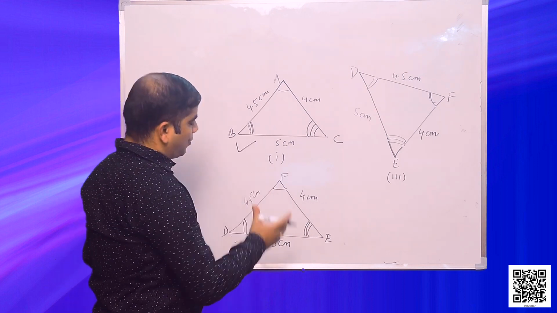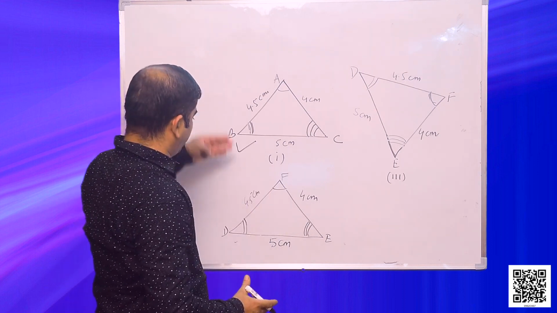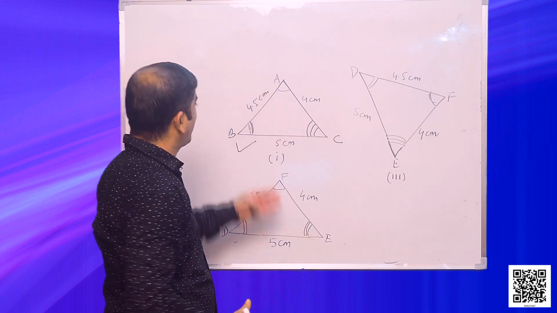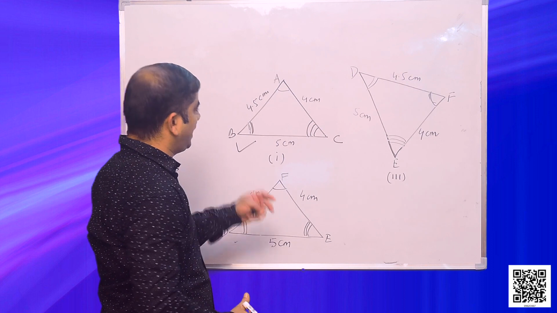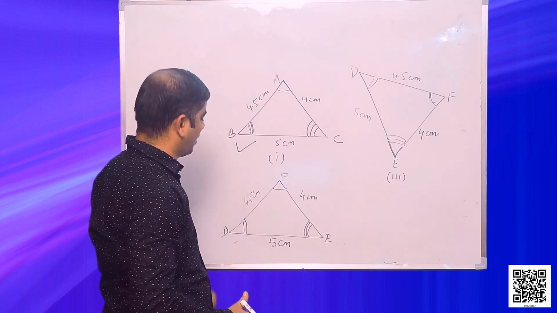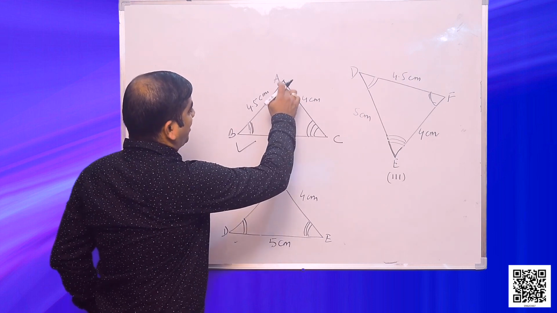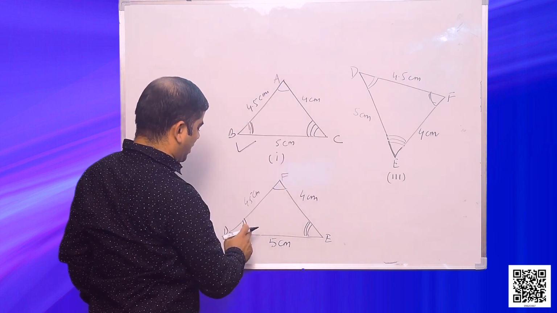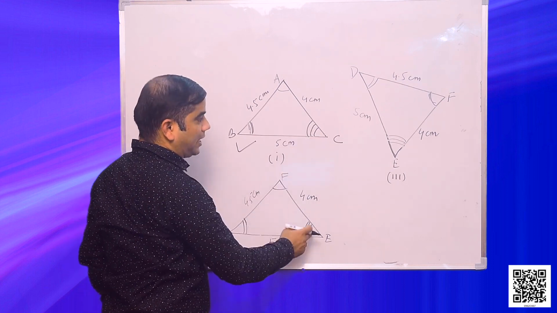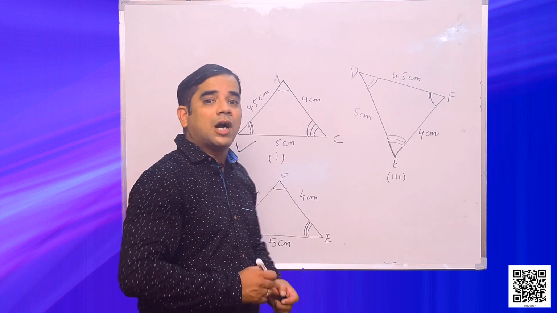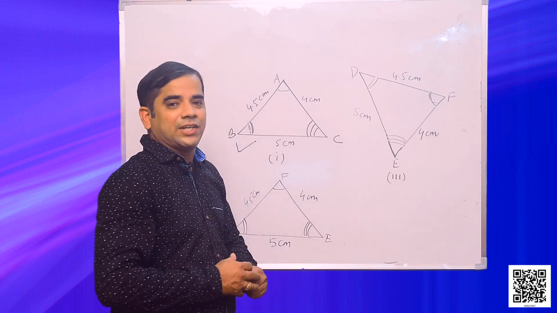So now you can clearly see that AB is equal to DF, AC is equal to EF and BC is equal to DE. So the corresponding sides of the triangle are equal. Same way, the corresponding angles: angle A is equal to angle F, angle B is equal to angle D, angle C is equal to angle E. So these two triangles are also congruent to each other.